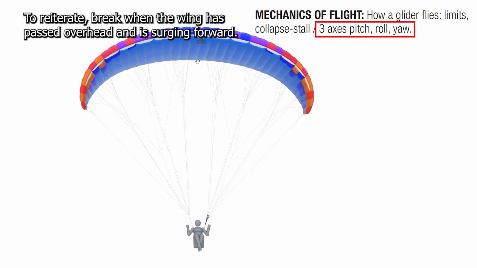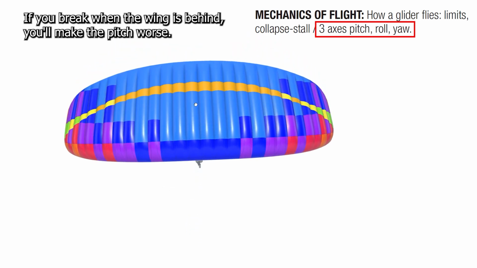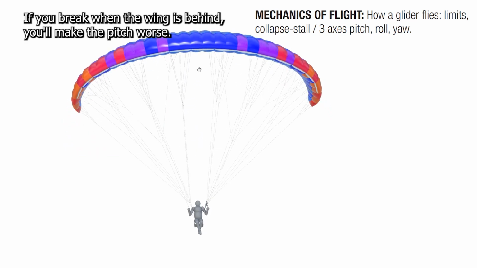To reiterate, brake when the wing has passed overhead and is surging forward. If you brake when the wing is behind, you'll make the pitch worse.